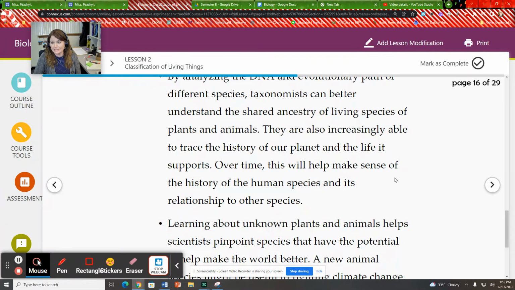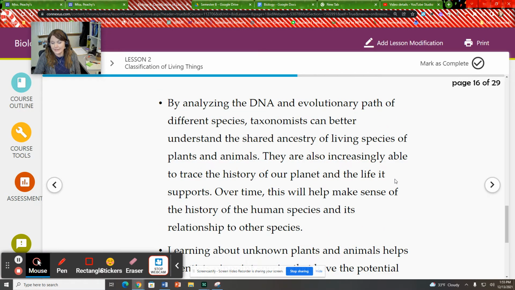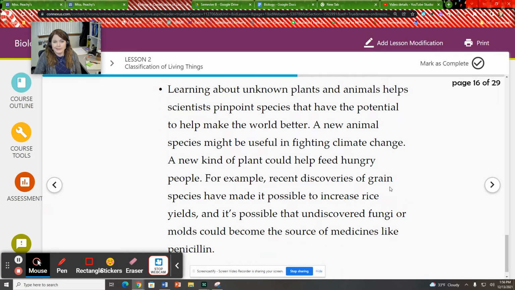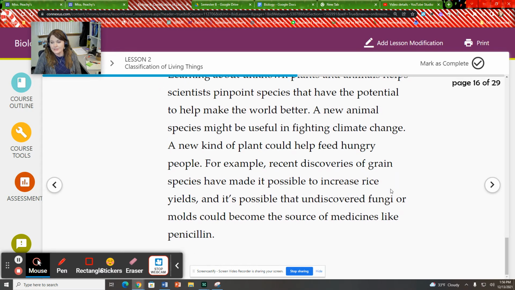It also helps to better understand the past, as we start classifying living things, including those that have gone extinct before us. It gives us a better sense of the history of the human species as well as our relationship to other species on Earth. And again, there's potential for new discoveries that may benefit mankind as well. So, for example, recent discoveries of grain species have made it possible to increase rice yields to feed more people on the planet. So there are so many different things that may arise from the science of taxonomy.